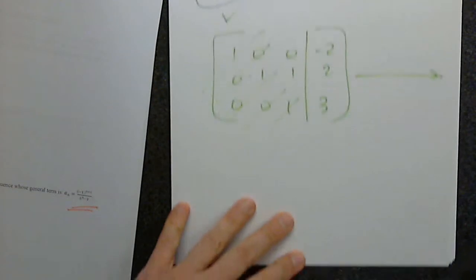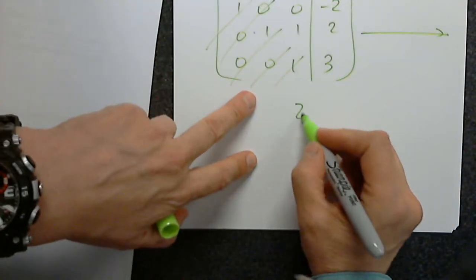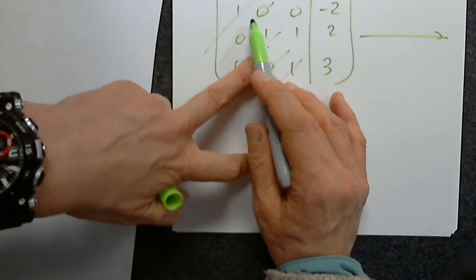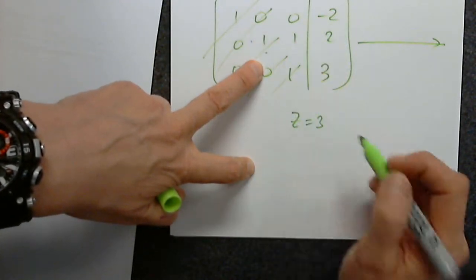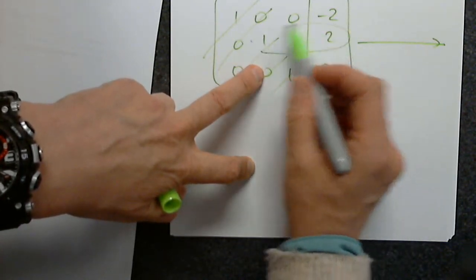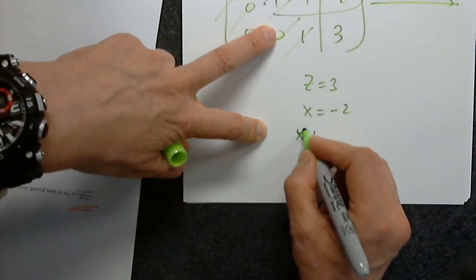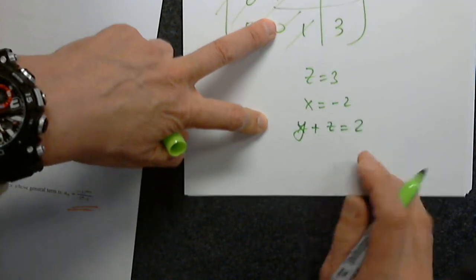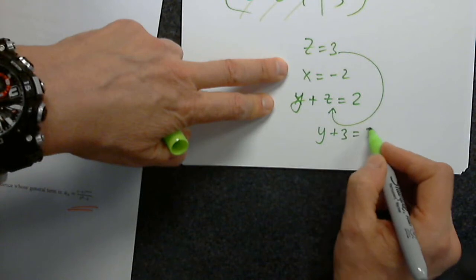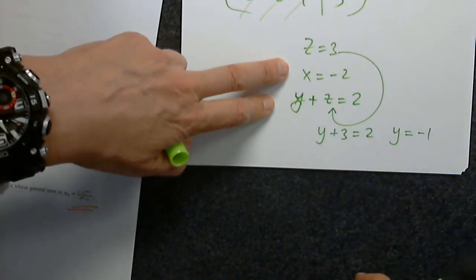So from here I know that z equals 3, and you know your X. In this case I know x. So I know that x equals negative 2. Now I have to write this equation, which is y plus z equals 2, in which I replace z by 3. So y plus 3 equals 2. So then y equals negative 1.